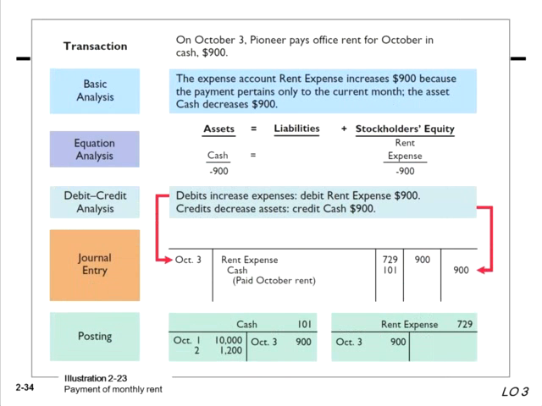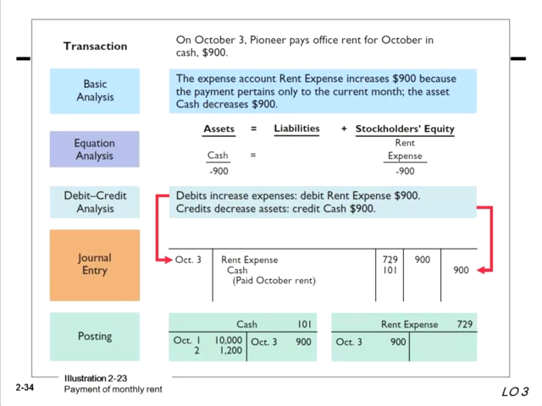Right, on October 3rd, Pioneer pays office rent for October in cash, $900. All right, so let's think about this. Pays, that is a key. That tells us that cash is going out. And it says pays in cash, so therefore we know cash is going to go down. And if a debit increases cash, we know that a credit will decrease cash.